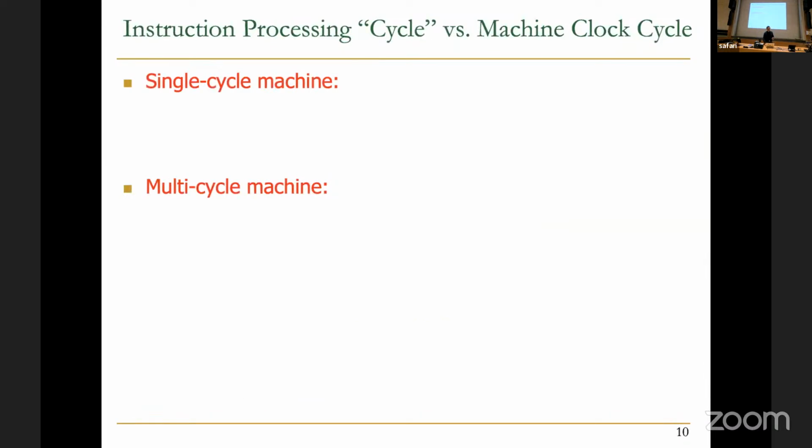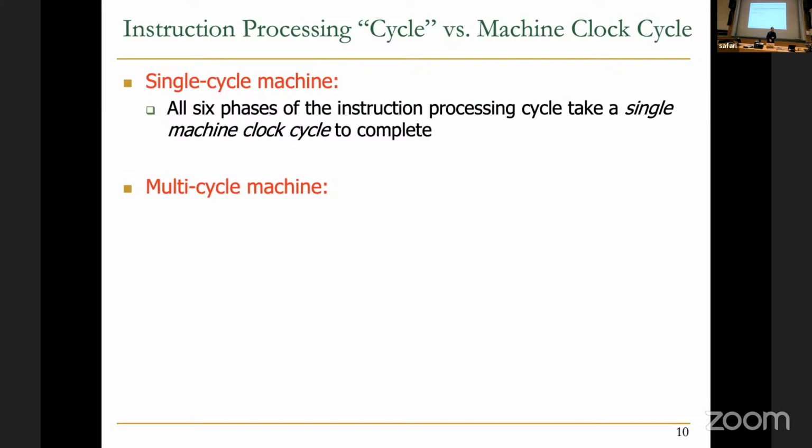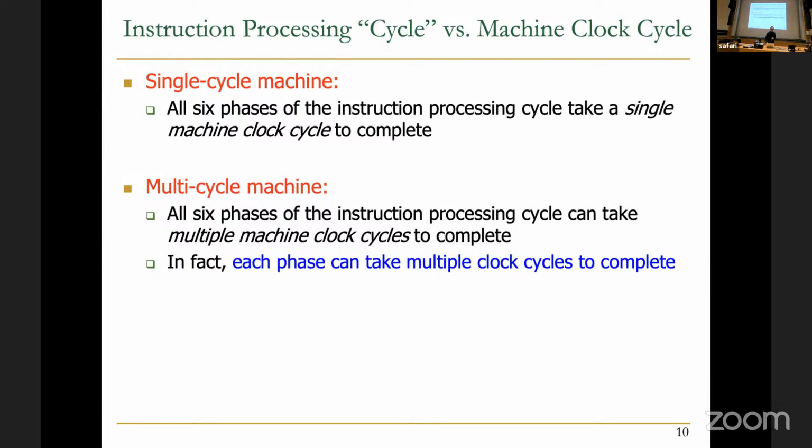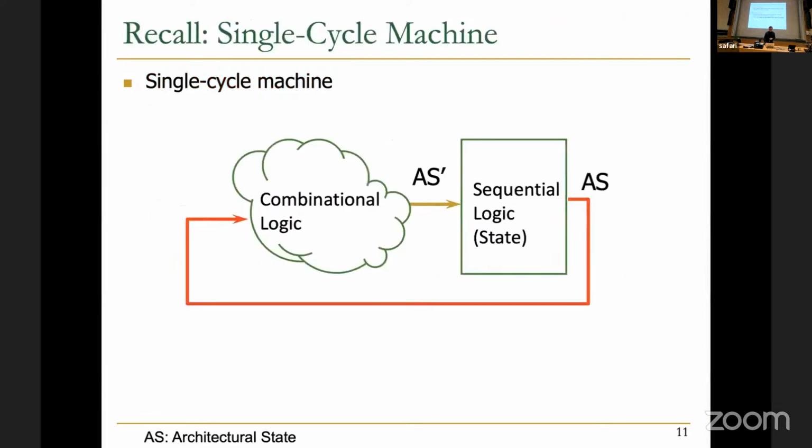It transforms, a given instruction transforms architectural state before it to another architectural state in one machine clock cycle, based on the ISA specification of the instruction. Basically all of these steps in an instruction are done in a single clock cycle, and all of the instructions should be able to finish in the same clock cycle. And this is one of the downsides, as we have seen also. In a single-cycle machine, all 6 phases of the instruction processing cycle take a single machine clock cycle. That's not true in multi-cycle machines that we're going to build today. We can take multiple machine clock cycles. In fact, each phase can take multiple machine clock cycles to compute.